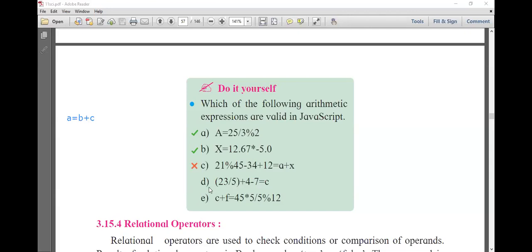Now, tell me about the D. Yes, again it is an invalid statement. Yes, right. Again it is an invalid statement. So this is an invalid statement. Now what about the E? Now tell me about the E.